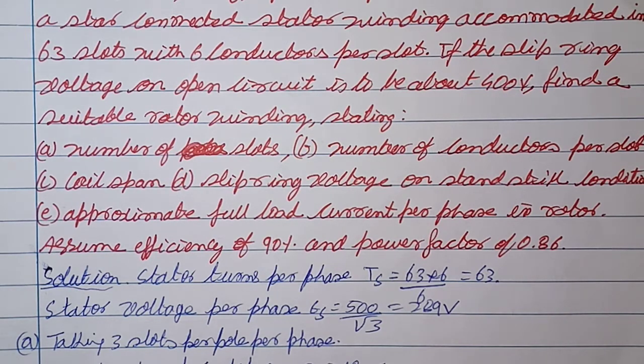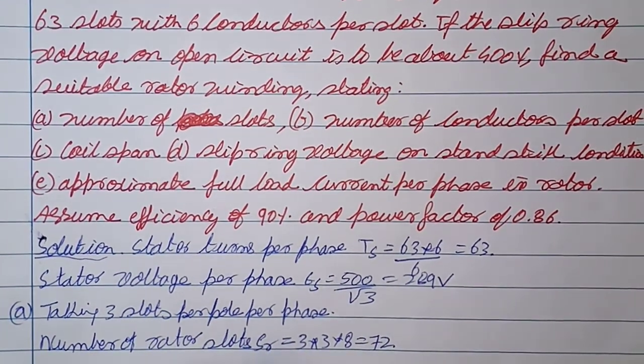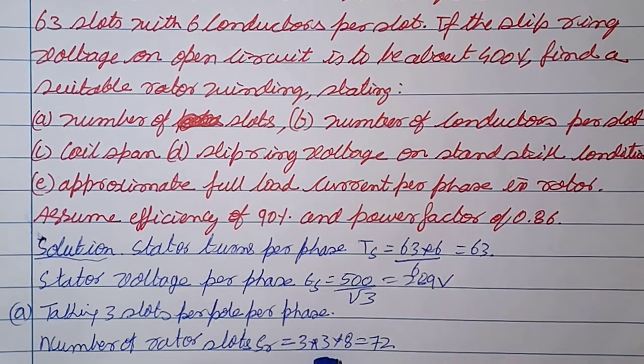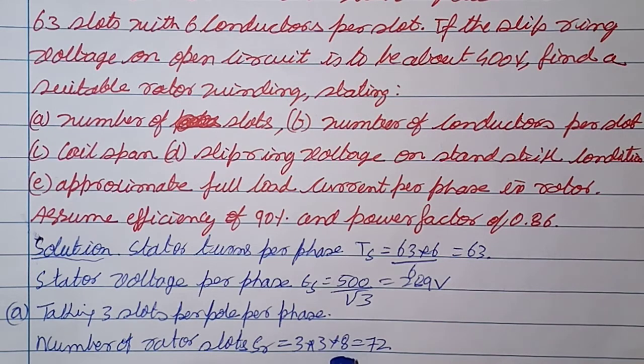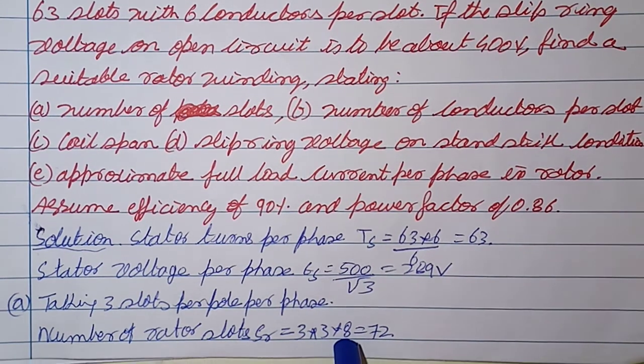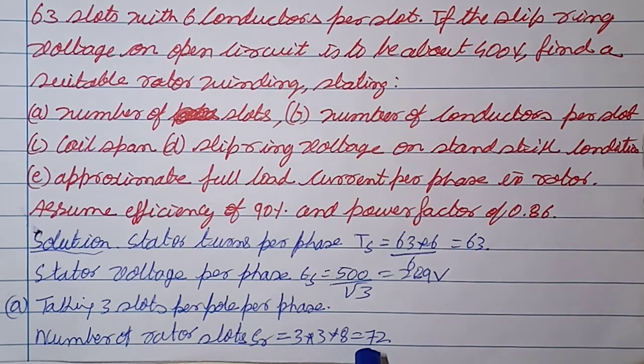So stator voltage per phase is equal to 500 divided by root 3, so 289 volt. So taking 3 slots per pole per phase. Okay, so number of rotor slots S_R will be 3 into 3 into 8. Okay, so it is 72. So 3 slots per pole is 3 and per phase is 3, and the poles which is 8. So it is 3 into 3 into 8, which is equal to 72.